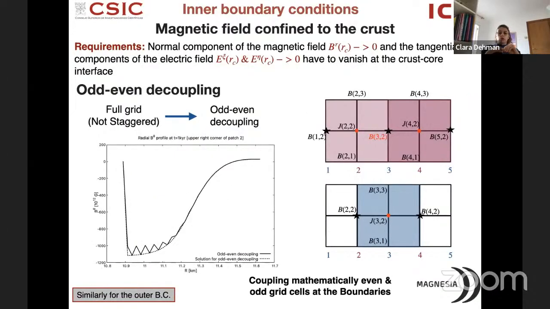Okay, the last piece we want to build is the magnetic boundary condition. Let's start with the inner boundary condition. We are considering that our magnetic field is confined to the crust, and the requirement to construct such a field is that the radial component of the magnetic field should go to 0 at the crust-core interface, and also the tangential component of the electric field should go to 0 at the crust-core interface. To implement such a condition is very easy. You just set this quantity to 0 at the crust-core interface.